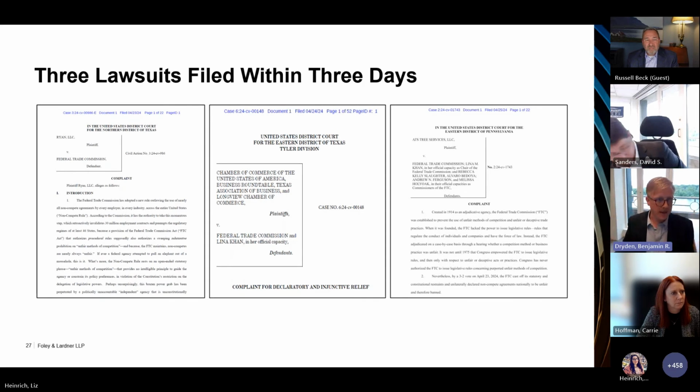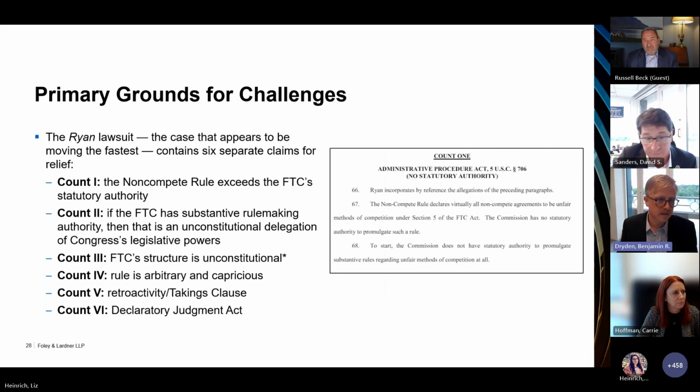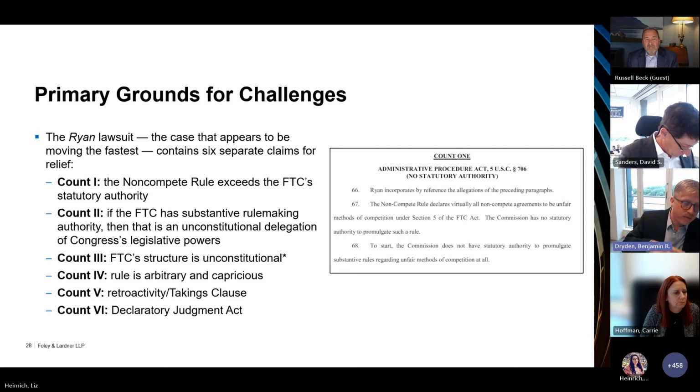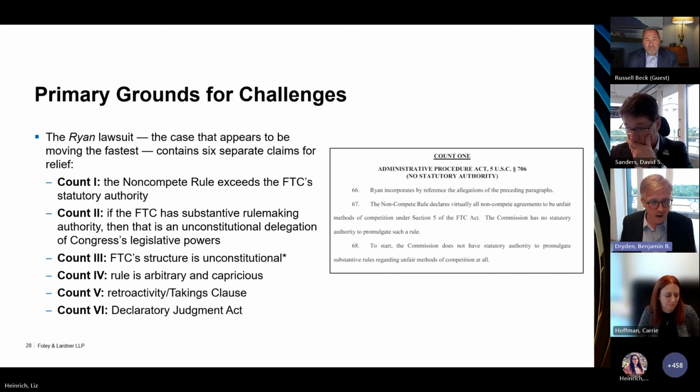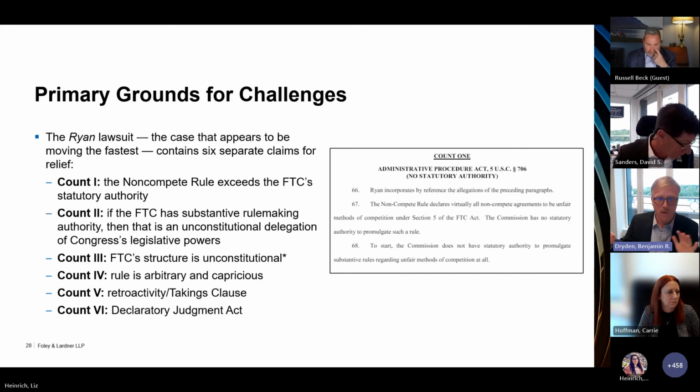There are similar issues in all the cases, but I'll use the Ryan case as the one to describe the primary claim. So the fundamental claim is just the FTC doesn't have the statutory authority to do this. And there's several dimensions of that argument, but that's the first fundamental count. The second is, well, if for sake of argument, the FTC does have the ability to pass substantive UMC rules, then that's an unconstitutional delegation of Congress's legislative powers under Article 1, Section 1 of the U.S. Constitution. Count 3 is another constitutional claim. Count 4, arbitrary and capricious. Count 5, count 6, we'll get to them in a minute.